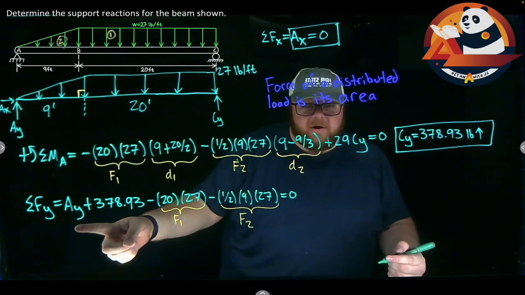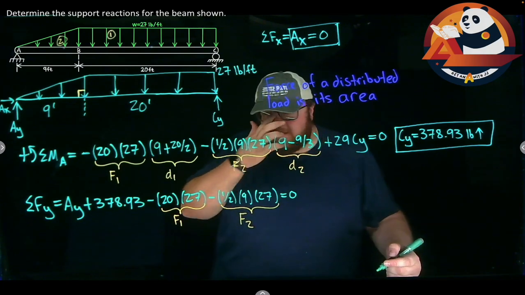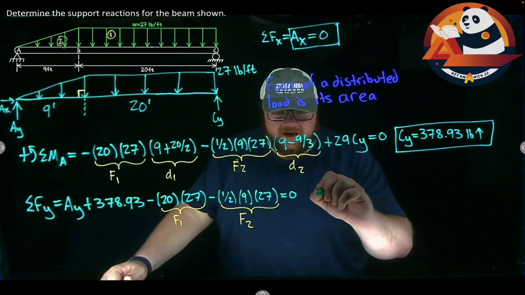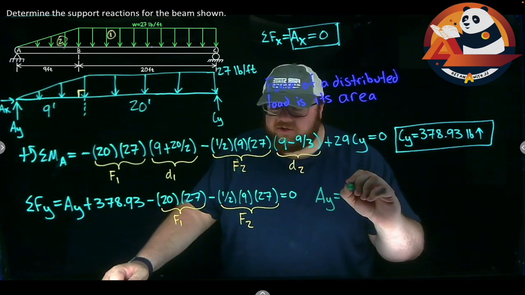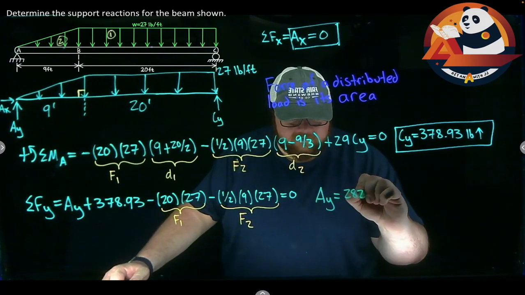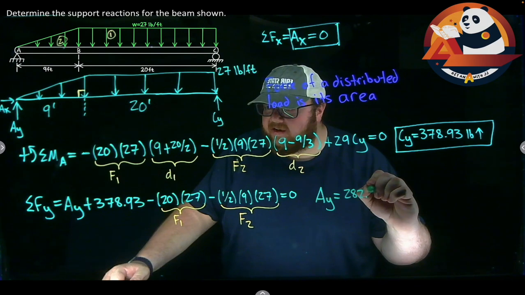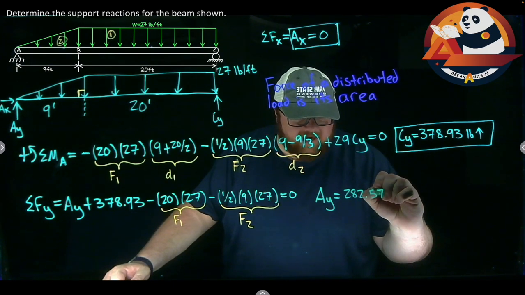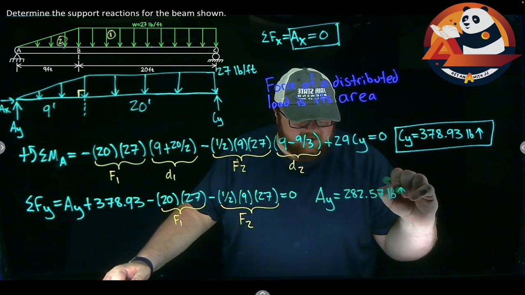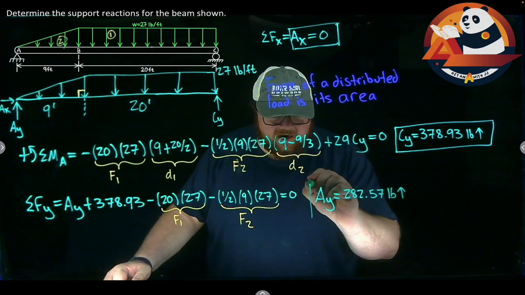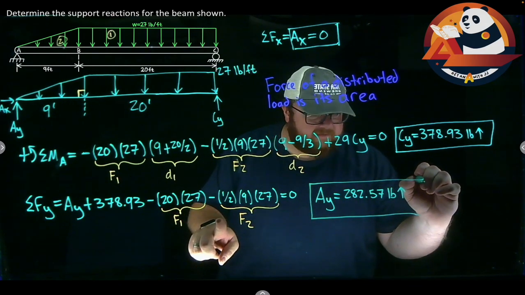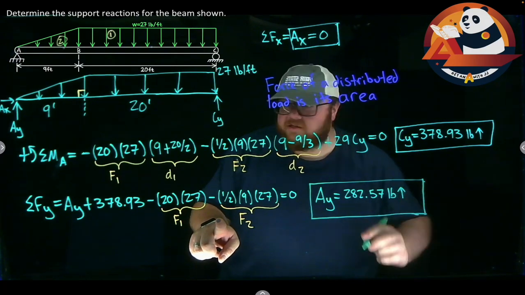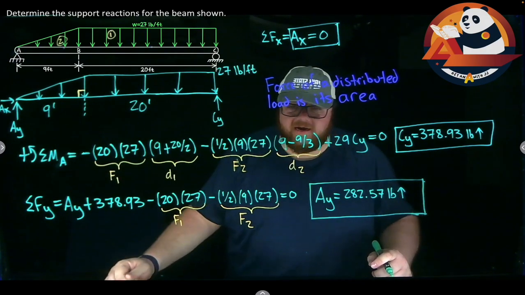But I have only AY as an unknown because I'd already found CY in here. If I solve for AY, I would get that AY is 282.57 pounds. And we're going straight up with that, which should be our second answer. I know it's going up because I get a positive number out from my forces in the Y equation, which means I guessed the right direction back in my free body diagram.